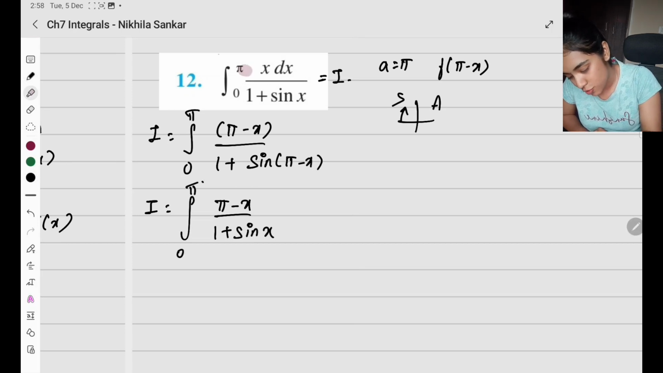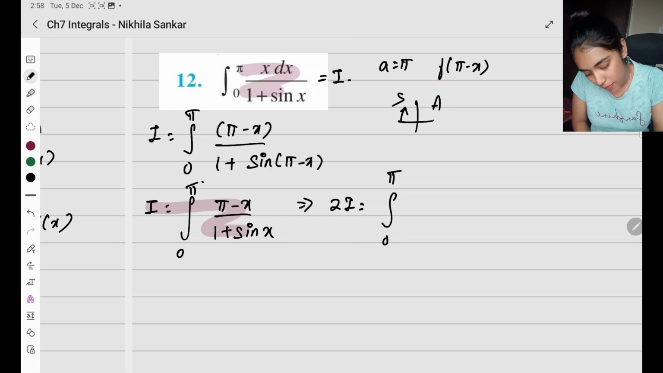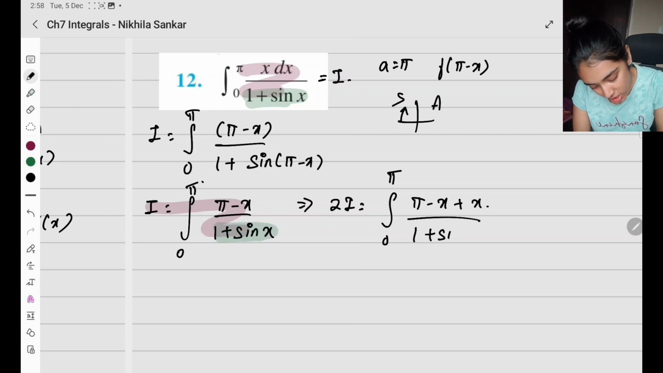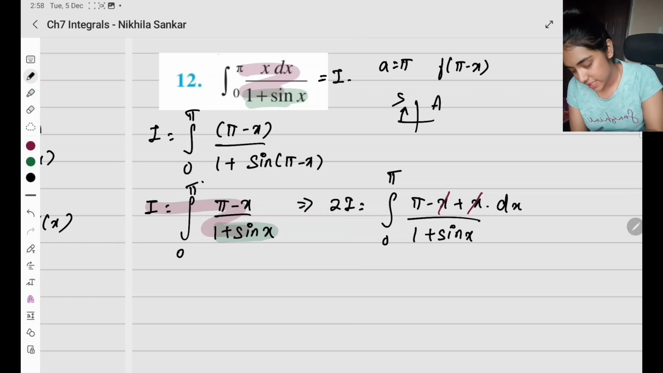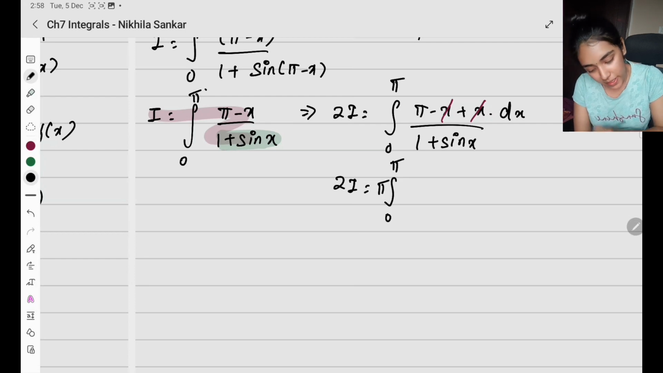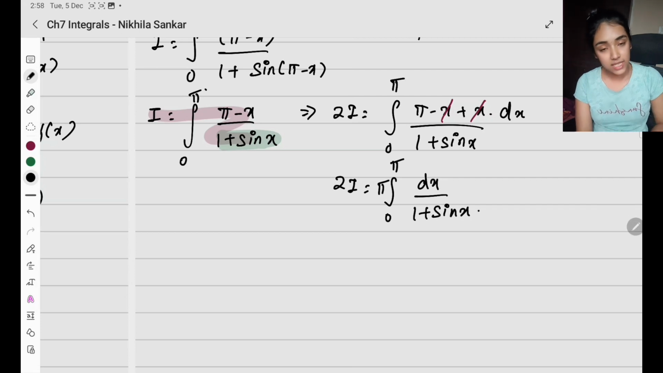When I add these two, I have 2I equals integral 0 to pi of pi minus x plus x. I see that the denominators are the same, 1 plus sine x, 1 plus sine x. So the denominator is the same and I can add the numerators. I'll be left with this, where the x and the x get cancelled. Correct? So this is 2I equals integral of 0 to pi, pi times, pi is a constant, dx divided by 1 plus sine x.